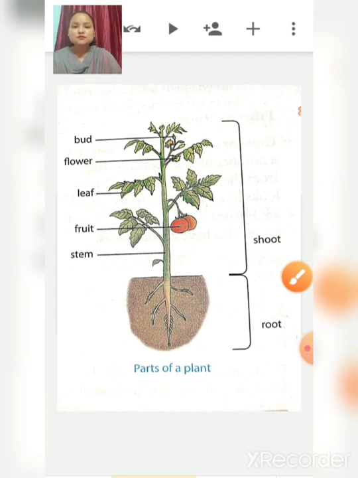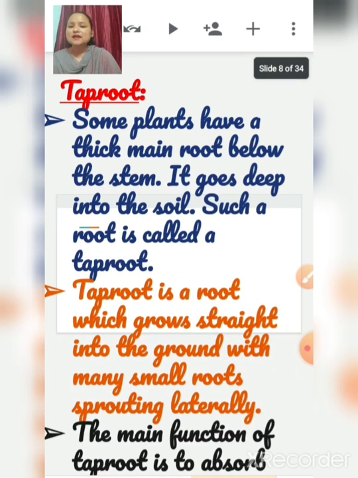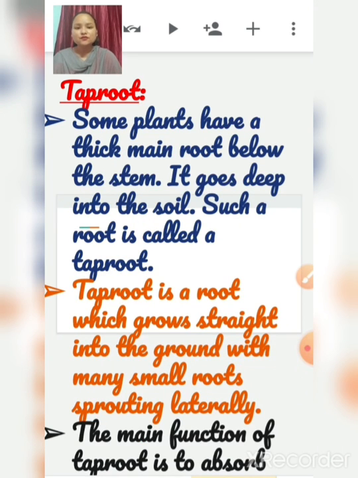Root. Now how many types of roots are there, children? Yes, there are two types of roots, that is tap root and fibrous root. What is tap root? Tap root is a straight root, main root, right? The part of the plant that grows under the soil is called the root. And there are two types of root, tap roots and fibrous roots. Tap roots are the main root below the stem, okay? It is a thick main root below the stem, a straight root, and it goes deep into the soil. Such a root is called a tap root.